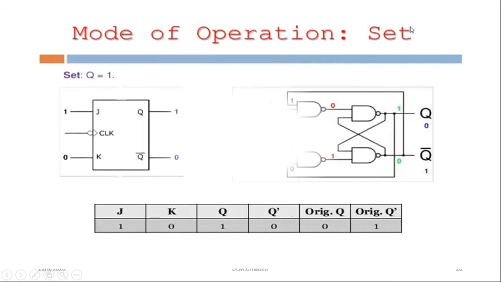So next one, set condition. Set means Q is equal to 1, that is J is equal to 1. This is the symbol, this is the circuit diagram, and this is the truth table for this set condition. So you can see later.